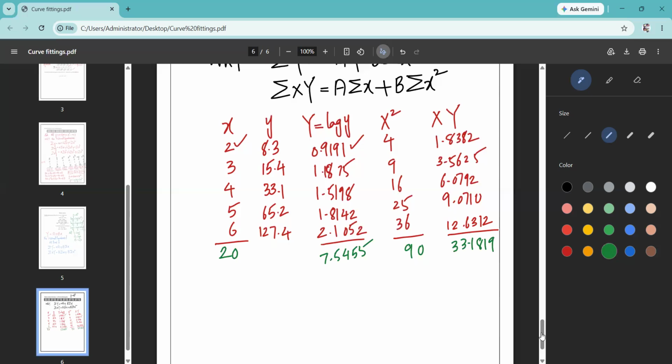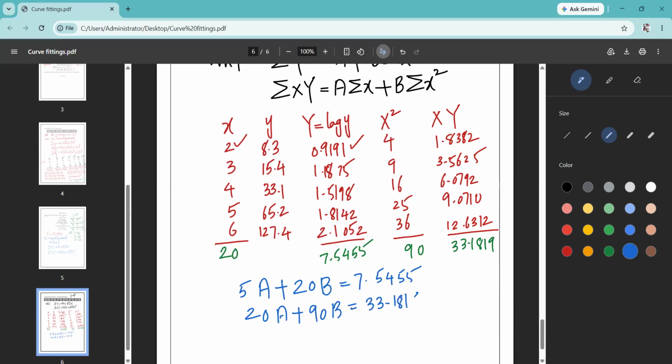Now, if you plug in these values here, data points are 5. So 5A plus summation x, 20B is equal to 7.5455. And this is 20A plus 90B is equal to 33.1819. If you solve, you get your A value is 0.3091. B value is 0.3.